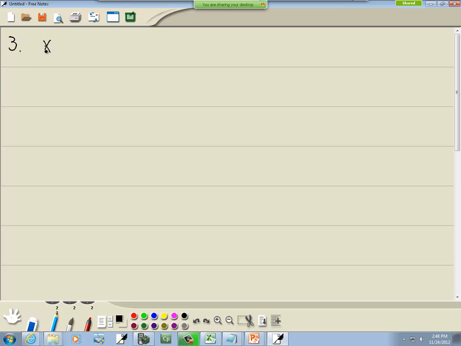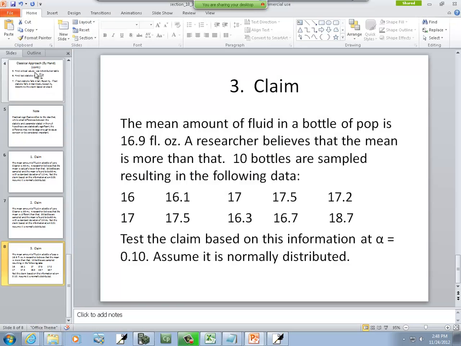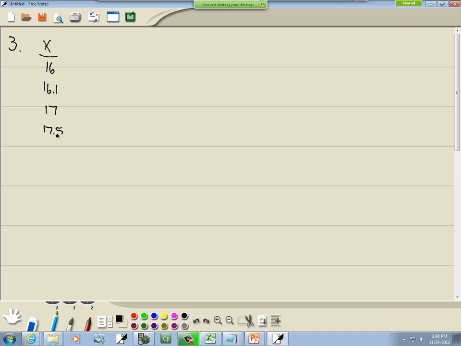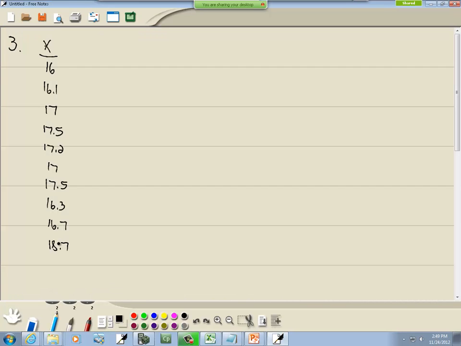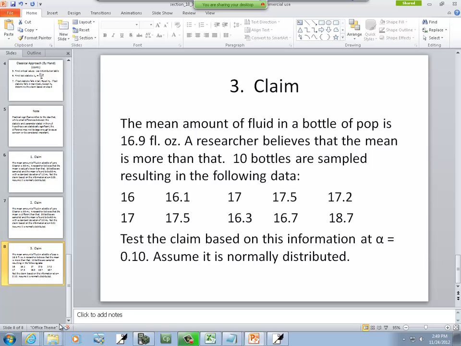So let's see, I've got my values here. I got 16, 16.1, 17, 17.5, 17.2, 17, 17.5, 16.3, 16.7, and 18.7.